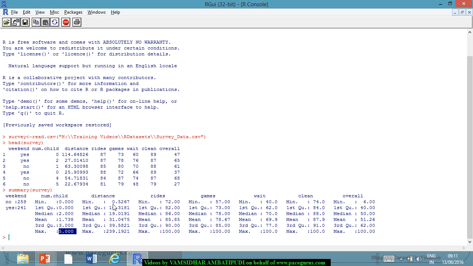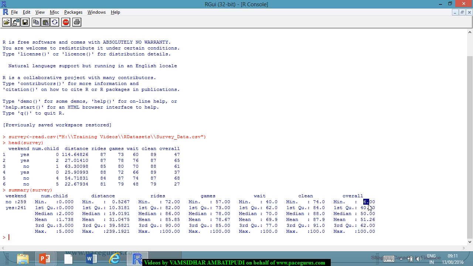So the distances are anywhere from half a kilometer to 239 kilometers, which is a widely varying distance altogether. Then the satisfaction scores for rides are anywhere between 72 to 100. For games, it is between 57 to 100. Regarding the waiting times, I see that some of the people have given much lower scores, 40 to 100. Regarding the cleanliness, a lot of people have given decent scores, going from 74 to 100.